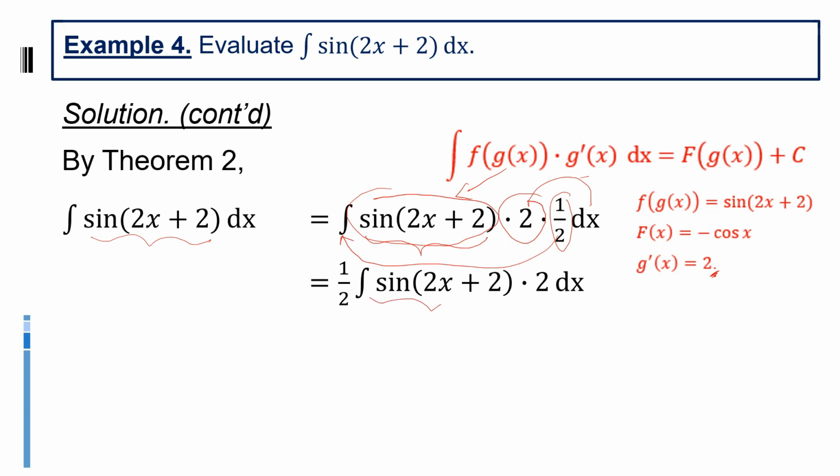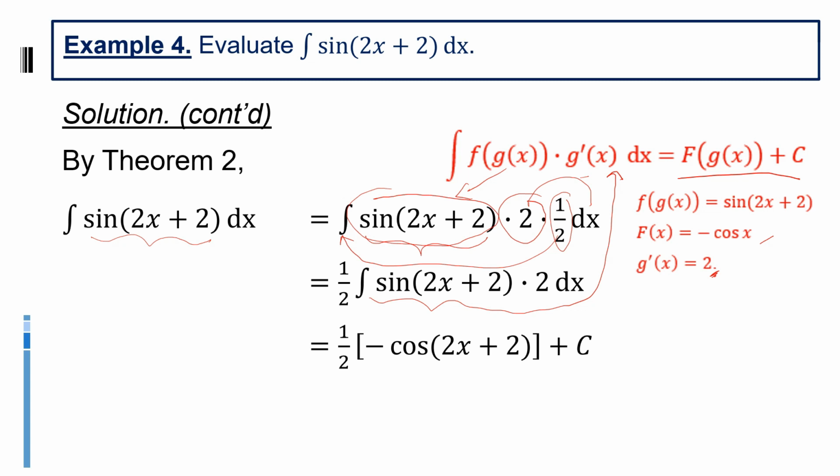So, this part now looks like our theorem. And since it looks like it, the result is the antiderivative of f of g of x plus c. But we know that the antiderivative of f is negative cosine x. So we have 1/2 times negative cosine of 2x plus 2 plus c. Or that is negative 1/2 cosine of 2x plus 2 plus c.